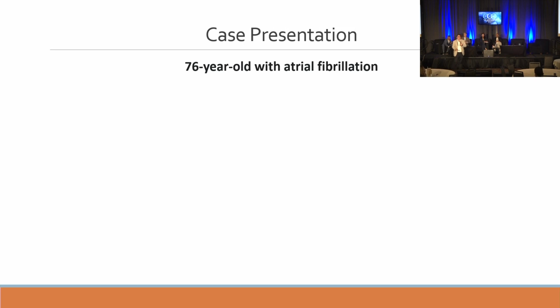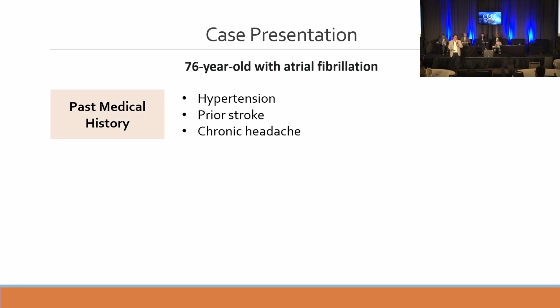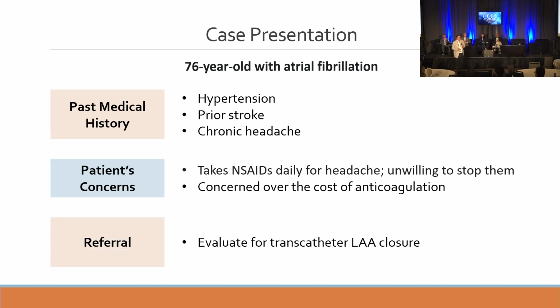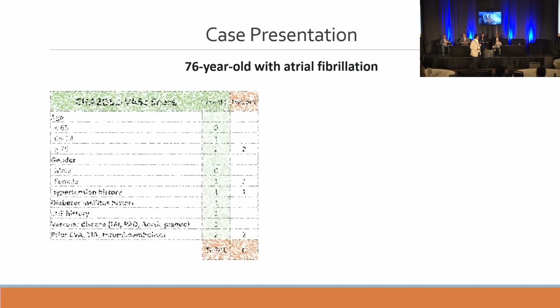76-year-old man with atrial fibrillation, hypertension, prior stroke, and also has a chronic headache. You will see why that is interesting. So these are the patient's concerns. He says, I have to take NSAIDs for daily headache, and I'm not willing to stop them. So there are interesting things that you can hear from patients. And he says he's also concerned over the cost of anticoagulation. So it seems reasonable to refer him to evaluate for left atrial appendage closure.